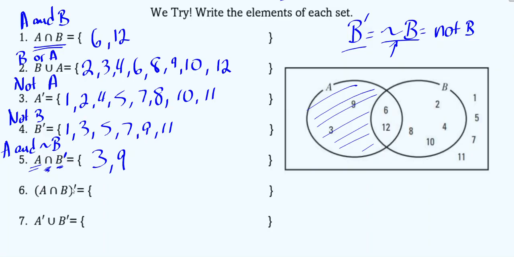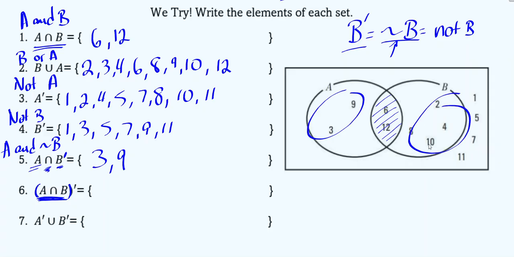When we have parentheses around this, this has a different meaning. This is saying the stuff that is in A and B is going to be excluded because we're not talking about those things. So first I want to figure out what's in A and B. The intersection between A and B is this section here. That is A and B, but this is saying the complement of that group. The complement of that means everything outside of that intersection, so just not 6 and 12. We're going to include all the numbers aside from 6 and 12.